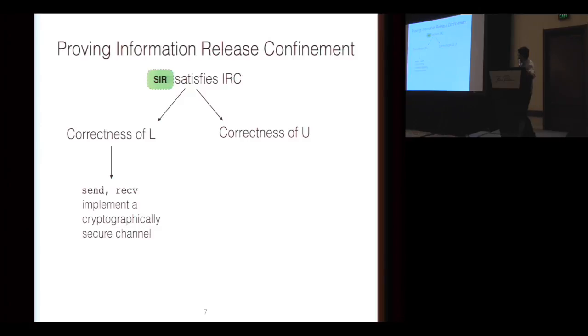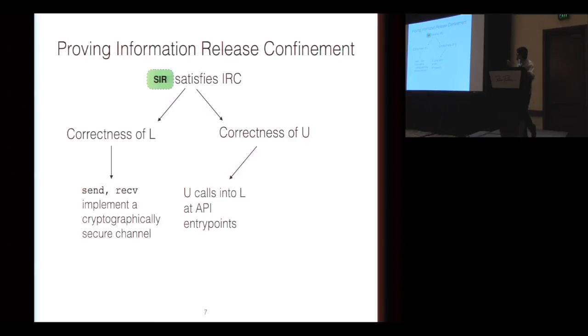So IRC is a very nice property to have, but how do we go about proving it? Well, it basically boils down to the runtime library and also some checks that we need from you. For L to be correct, basically the send and receive must be implemented securely with nice cryptographic guarantees. U needs to play nicely with L. It cannot start executing arbitrary instructions within L. It has to interact with it through API entry points.